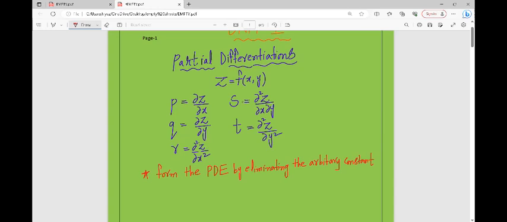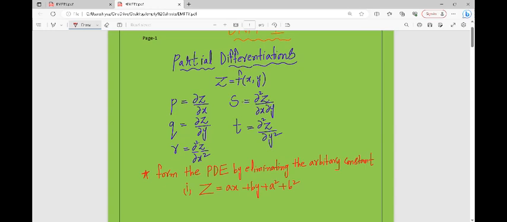So the question is here, first bit, z is equal to ax plus by plus a square plus b square. So what is the question? We have to form a partial differential equation by eliminating these constants. Here the constants are a and b.